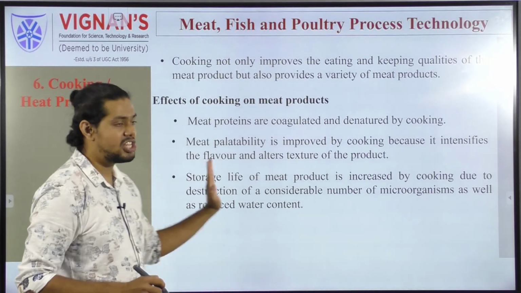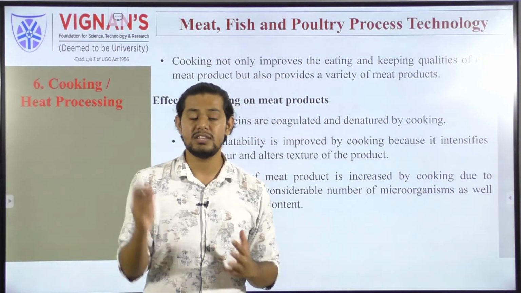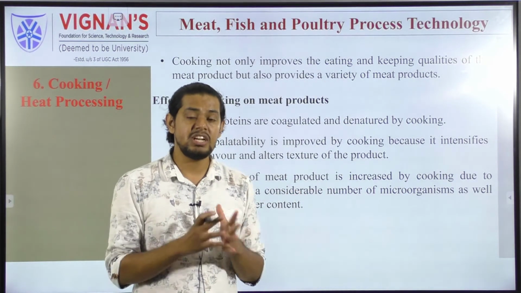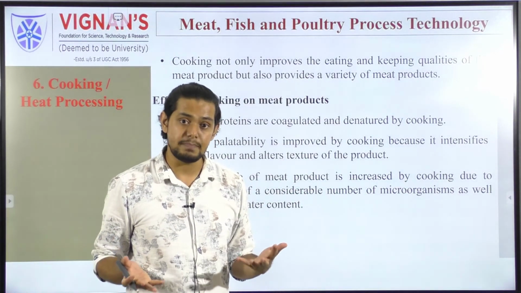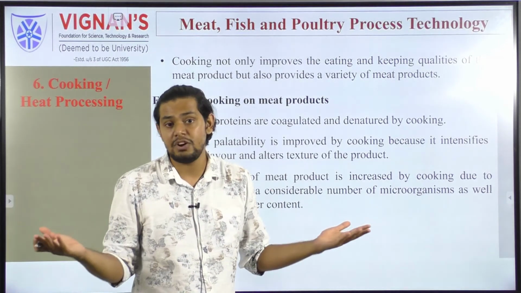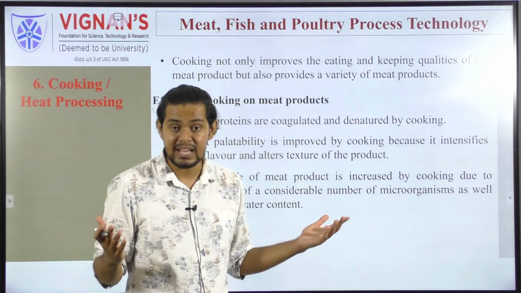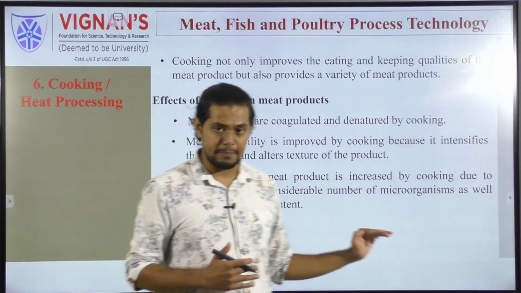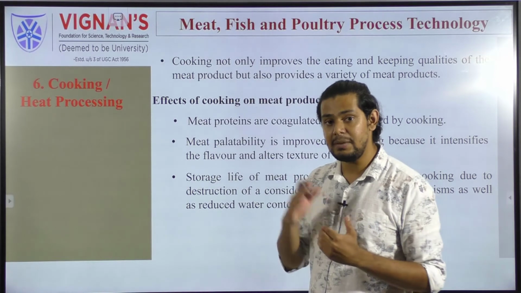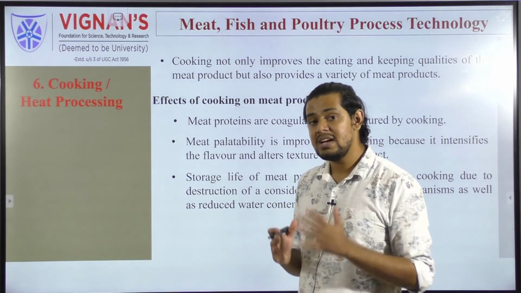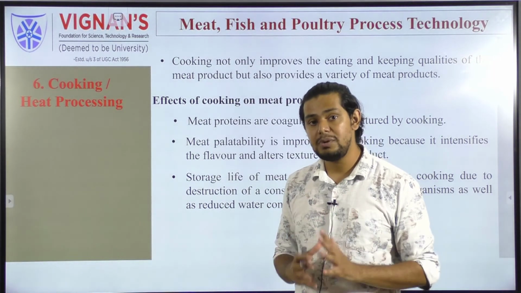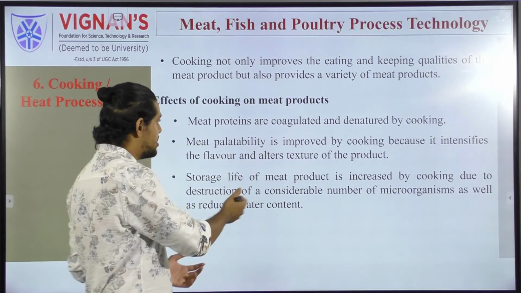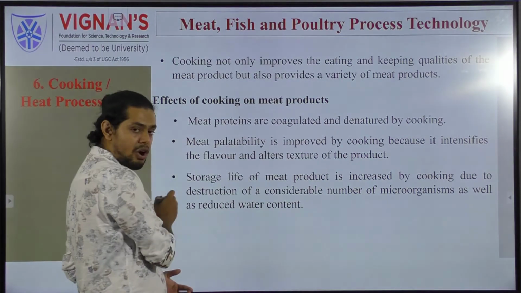Okay, so the storage life of the meat product is generally increased. So how exactly can we justify this statement? Because meat itself generally harbors a lot of microorganisms. A numerous variety of microorganisms can be present in raw meat. By subjecting it to cooking, since we are providing a high temperature treatment, there is always a reduction in the number of microbial population. So in turn, the shelf life of the product is eventually improved. So that is another effect of cooking of meat product.